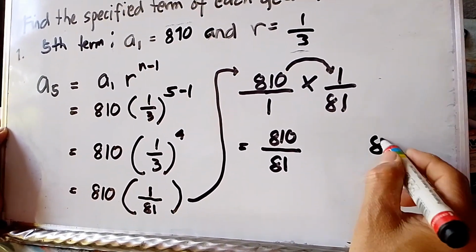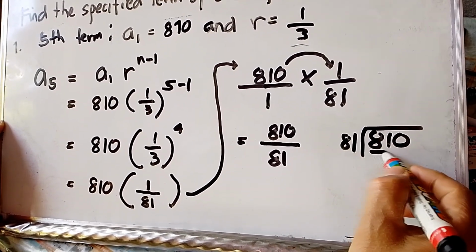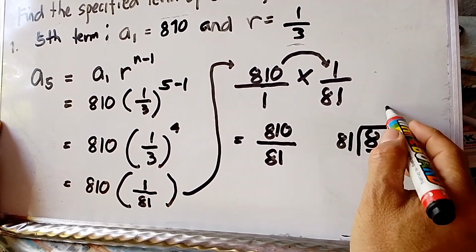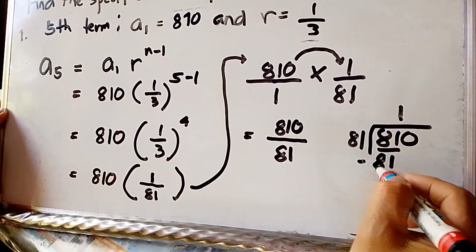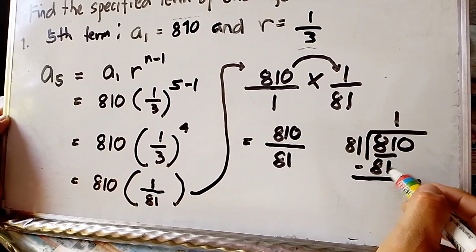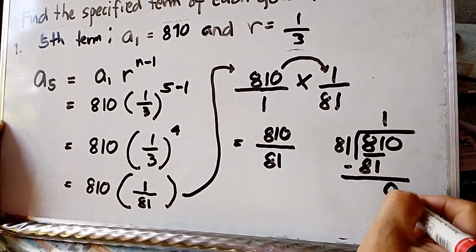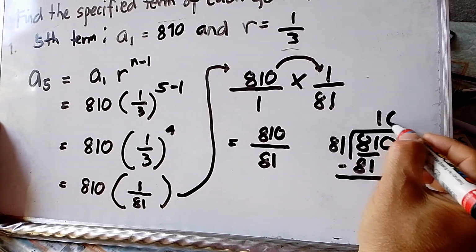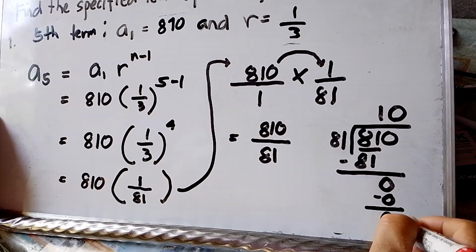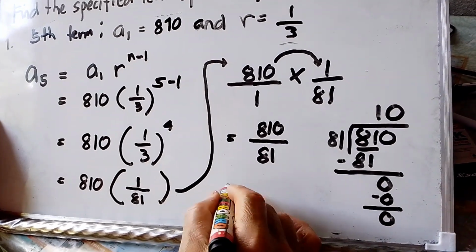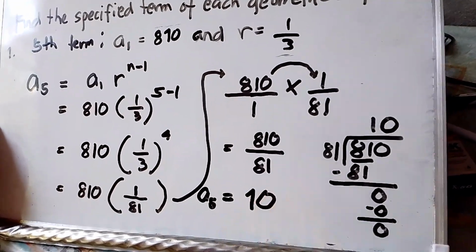Now what is 810 divided by 81? So 81 divided by 81 is equal to 1. And then multiply, and then subtract 81 by 81, that will be 0. Then we need to bring down this 0. And then 0 divided by 81, this will be 0. And then multiply, then this will be 0. So my A sub 5 is equal to 10.